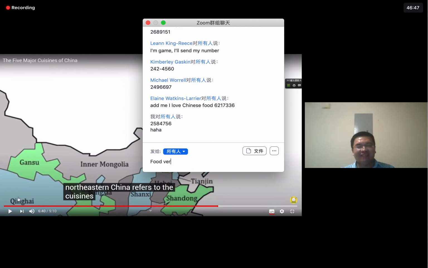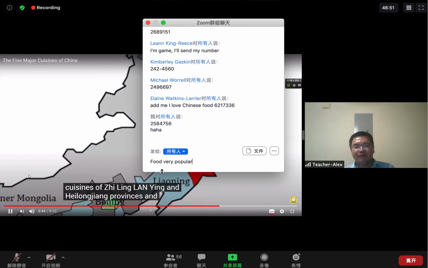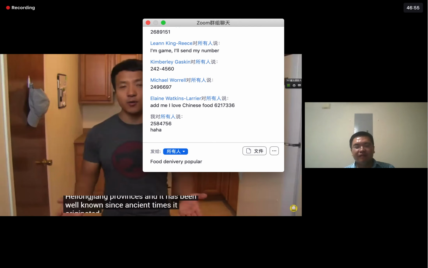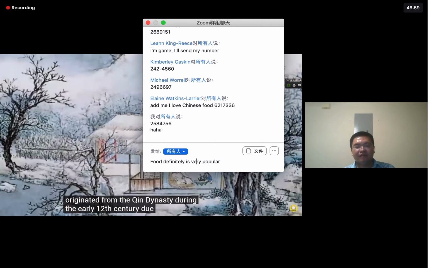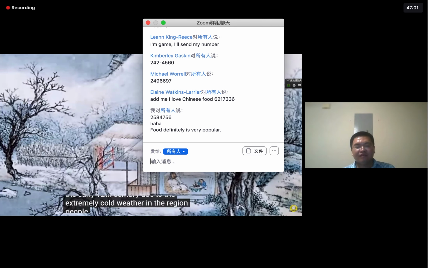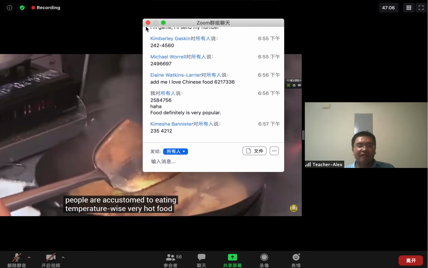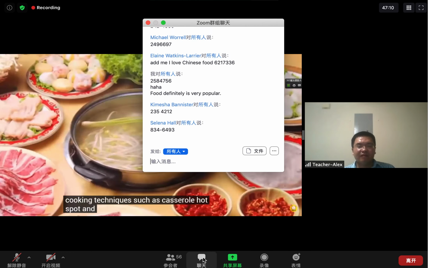The cuisine of Northeastern China refers to the cuisines of Jilin, Liaoning, and Heilongjiang provinces, and it has been well known since ancient times. It originated from the Qing dynasty during the early 12th century. Due to the extremely cold weather in the region, people are accustomed to eating temperature-wise very hot food. And so cooking techniques such as casserole, hot pot, and roasting were developed.